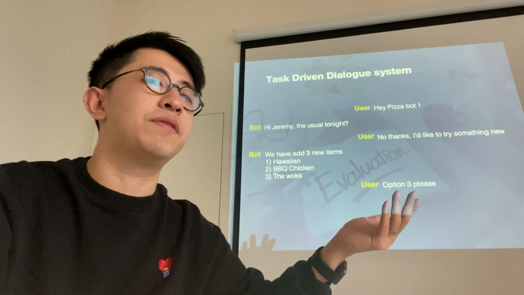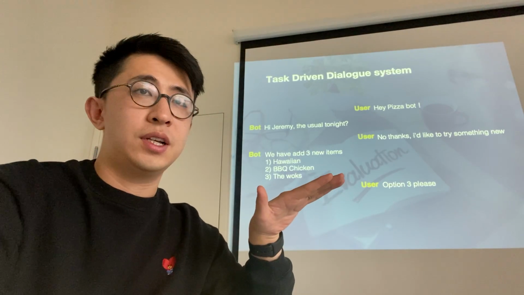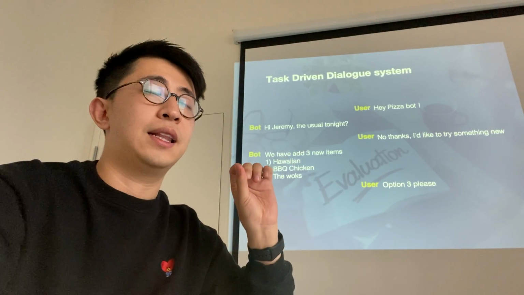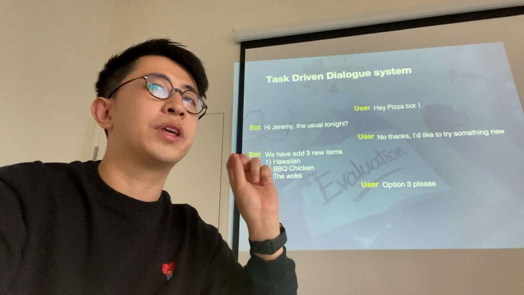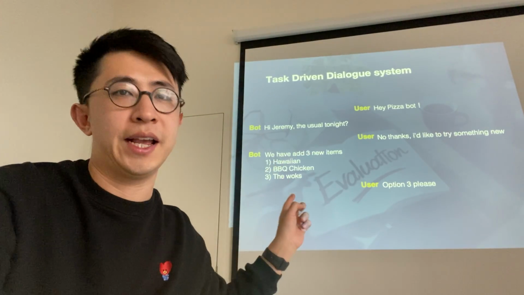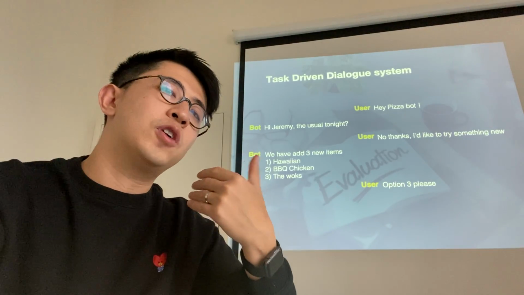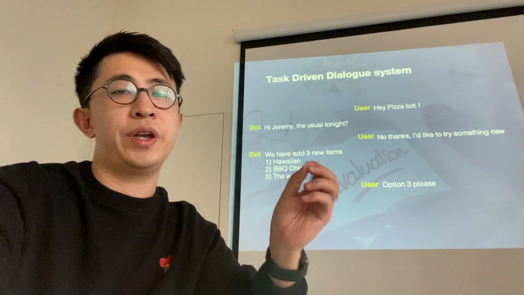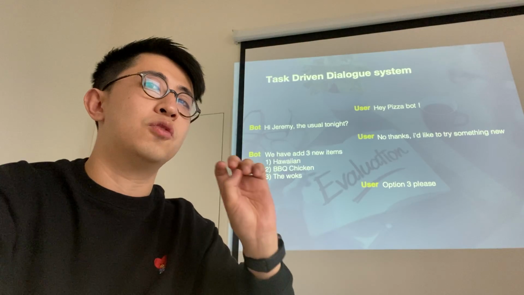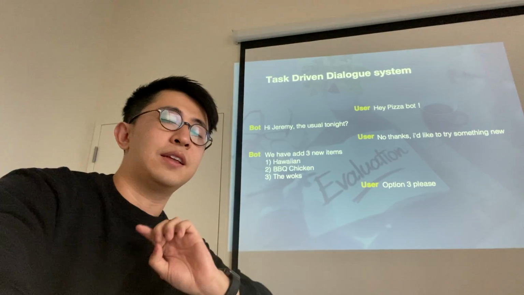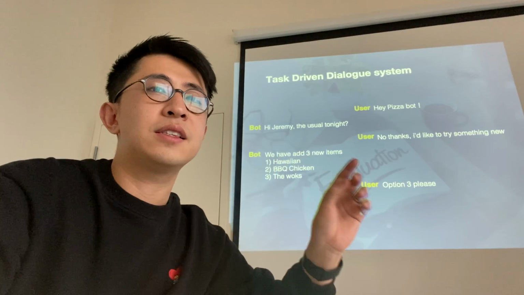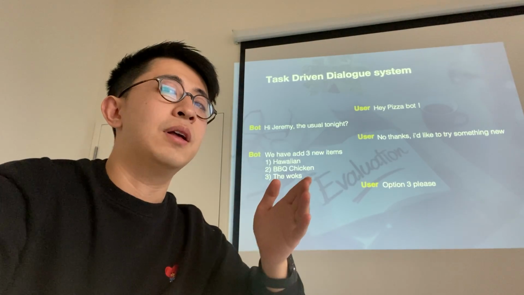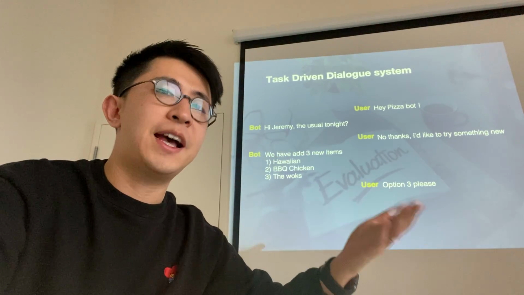Firstly is the task-driven dialogue system. For the task-driven dialogue system, we focus on the efficiency of the system. Examples of this kind of system are booking a hotel or air ticket, or ordering pizza, as the slide shows here. We focus on a high retention rate and a high completion rate. We also want the dialogue rounds to be fewer and faster, which means fewer rounds of dialogue can make the task complete faster.